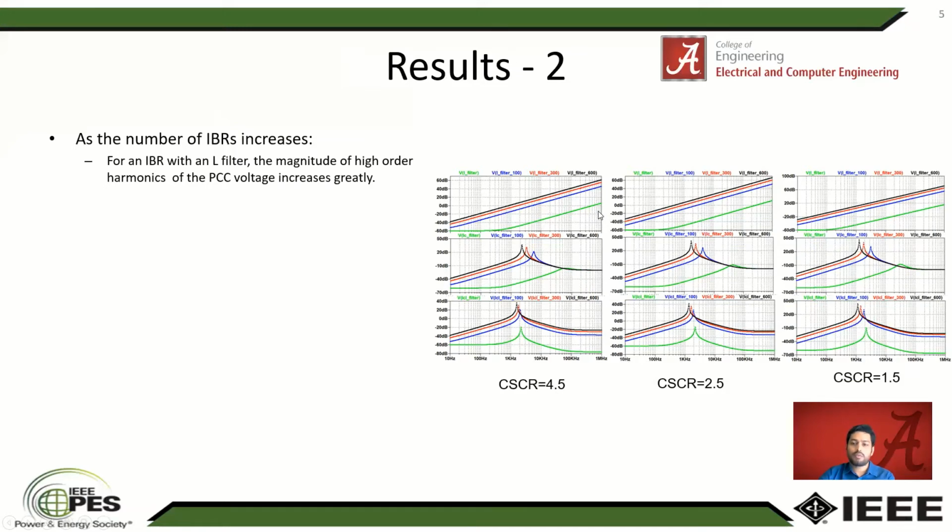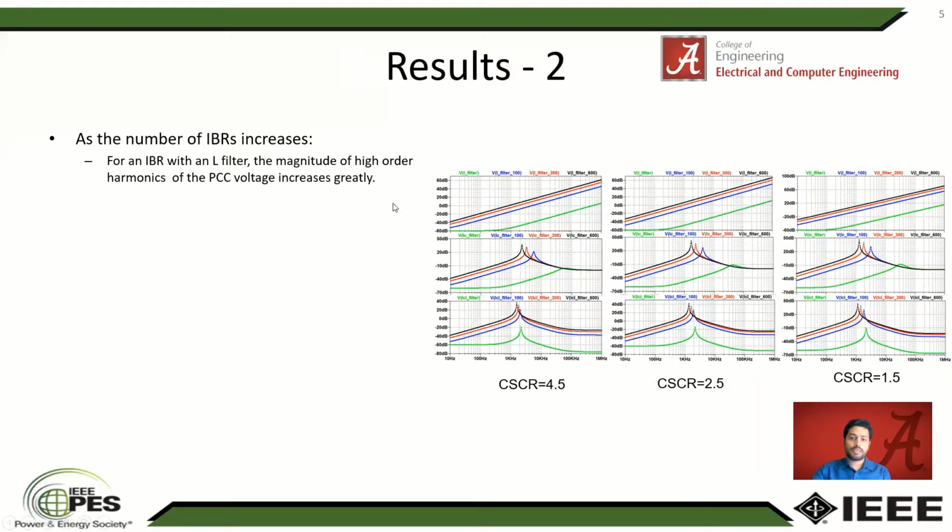For an example, the green one is 1 IBR, the blue one is 100, red one is 300, and black one is 600. So if we analyze these results, you will see that for the L filter, there is no notch. That means there is no resonant frequency. But with the increase of the IBR, the magnitude of these frequency sweep lines increases. That means for the higher number of wind turbines, the magnitude of the high order harmonics is higher for the VCC voltage.